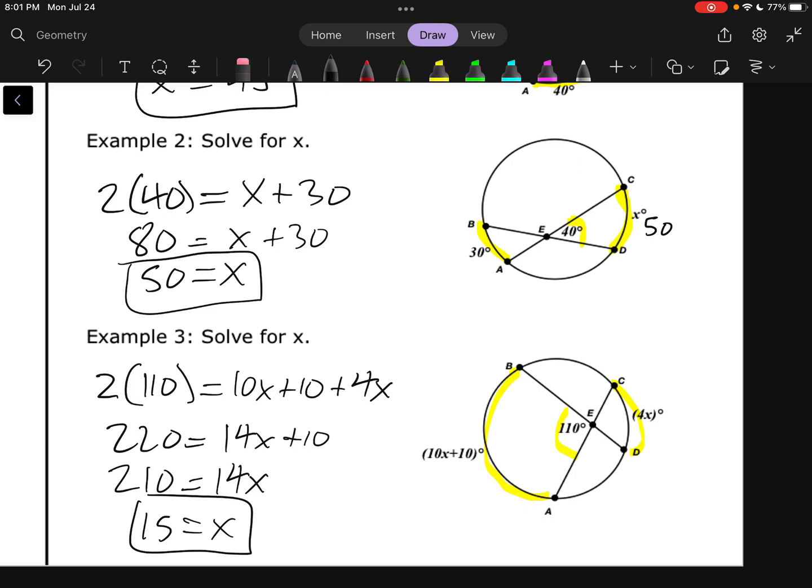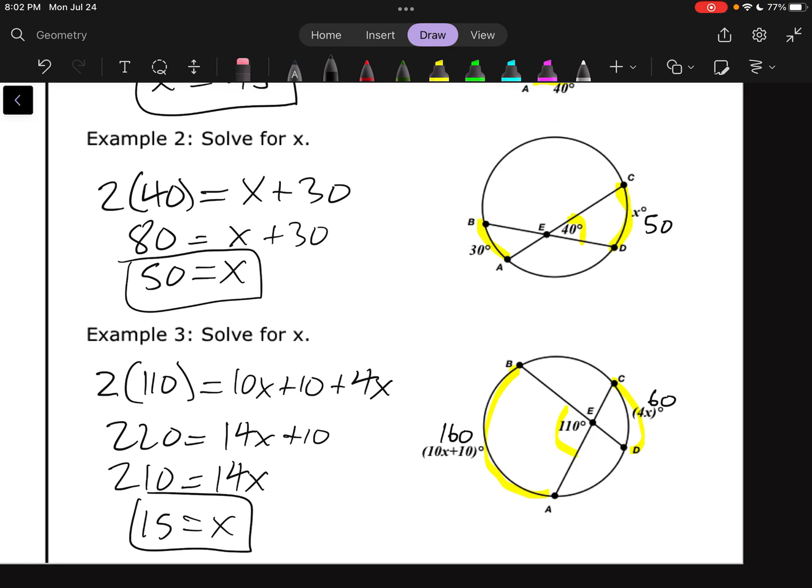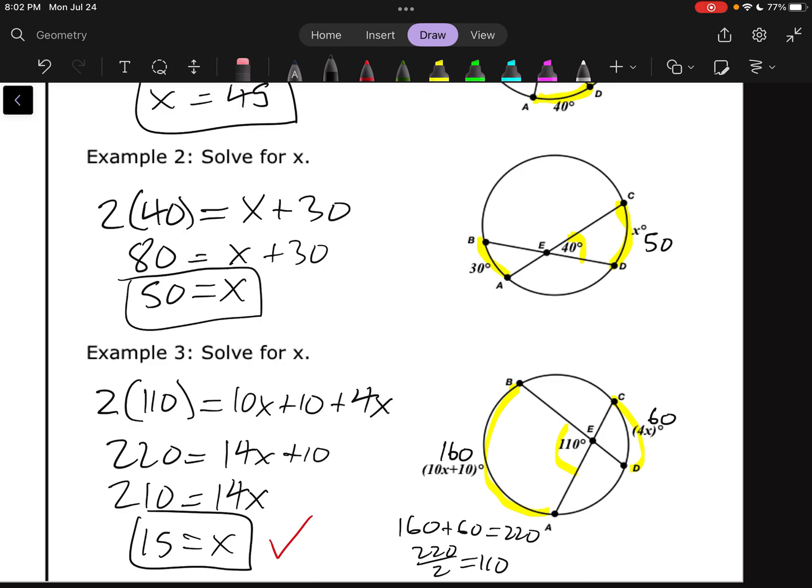Now, in this case, let's plug it back in to make sure that looks okay. 10 times 15 is 150, plus 10 is 160. 4 times 15 is 60. And then is 110 the average of those two things? Let's find out. 160 plus 60 is 220. Yeah, and 220 divided by 2 is 110. So that looks good to me. I'm going to give it a check because I checked my work. All right, let's go to the outside and see what else we've got going on.